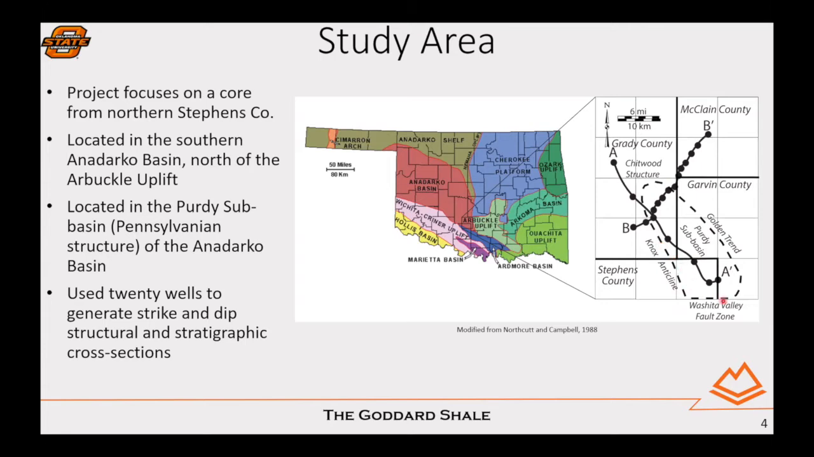Now, the core was taken in a Pennsylvania structure called the Purdy Subbasin, and the subbasin is bounded by the Golden Trend to the east, the Chitwood structure to the north, the Carter Knox anticline to the west, and the Washita Valley Fault Zone to the south. And I've got some cross sections coming up that'll actually show the Pennsylvania structure. And I used 20 wells in this project to get a basic geometry of the Goddard in this region.